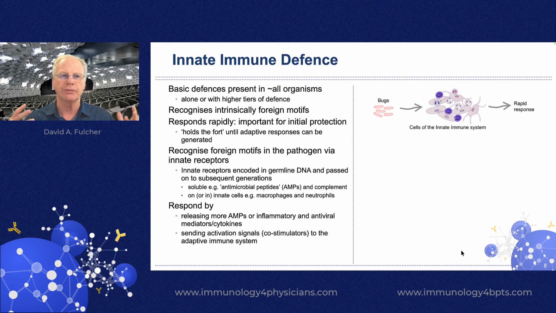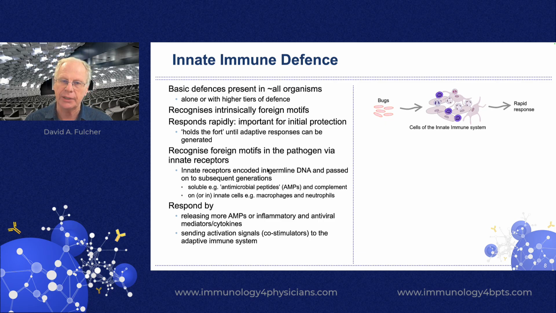Innate immune defense is present in just about all organisms, either by themselves, like slugs and plants and even bacteria themselves, or linked to higher tiers of defense, such as in complex organisms such as ourselves. And this defense is to recognize intrinsically foreign motifs, to respond rapidly, to hold the fort whilst the adaptive or specific immune responses can be generated.